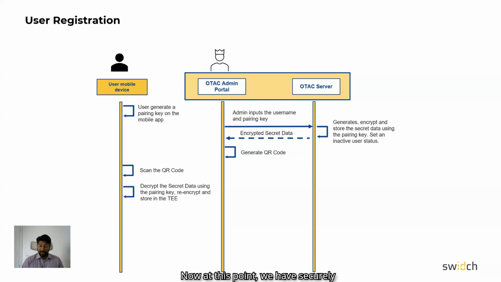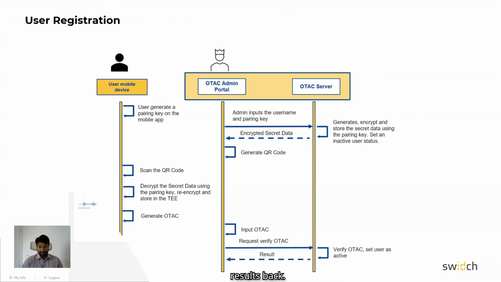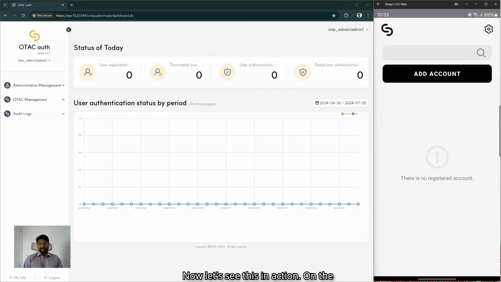Now, at this point, we have securely exchanged the secret data between the user's mobile device and the OTAC server. Now, to make sure everything is working smoothly, the mobile app is going to generate an OTAC code for the first time. The administrator is going to input that on the admin portal. The system is going to verify whether the OTAC is correct or not. And if it is, it's going to set this user status as active and return the result back. Now, let's see this in action.